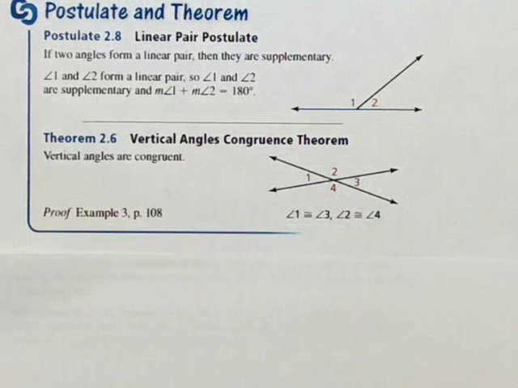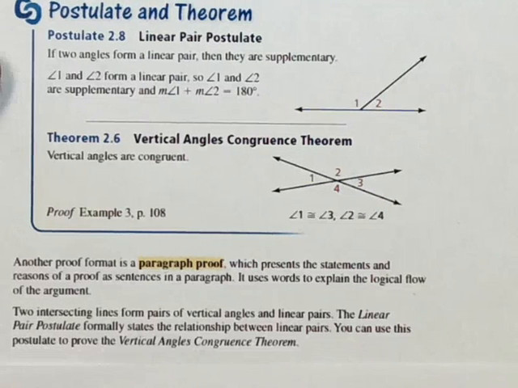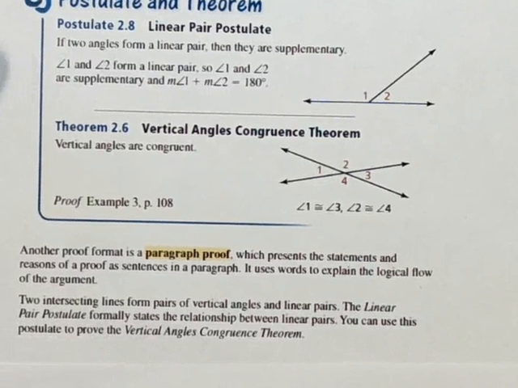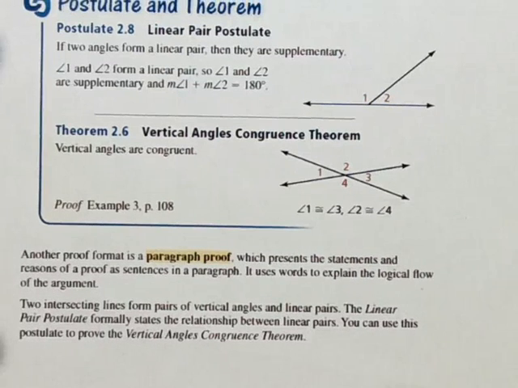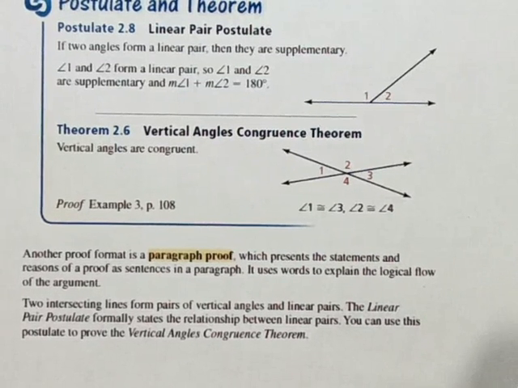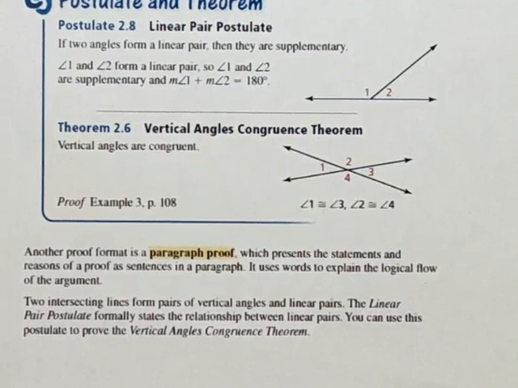All right, and now we're going to introduce what's called a paragraph proof. Again, this is just a different version of the two-column proof, but you can write it out in sentence form. That's what a paragraph proof is.